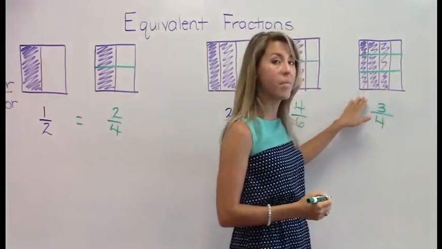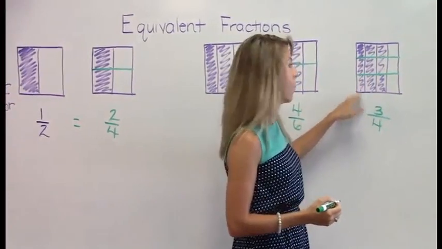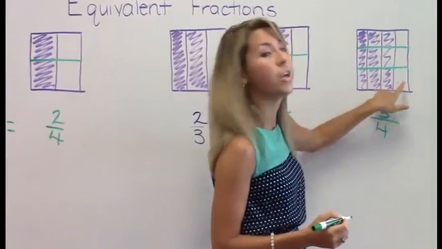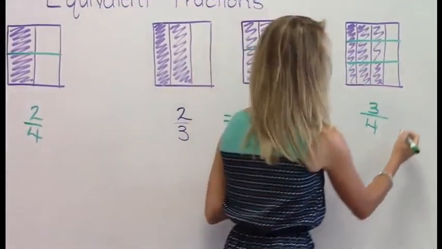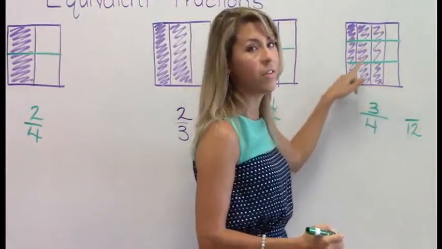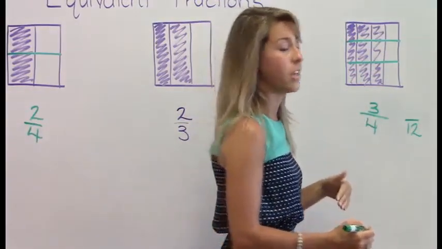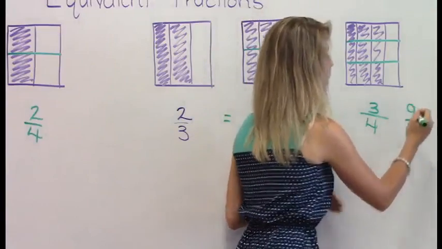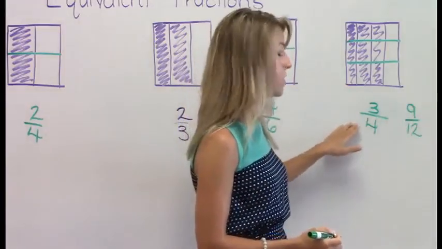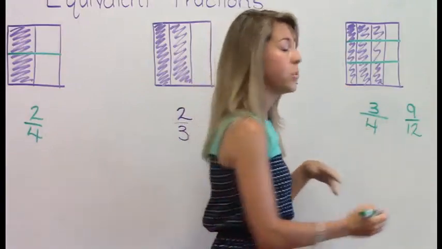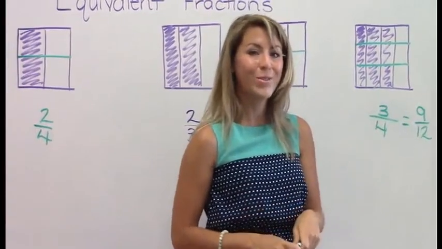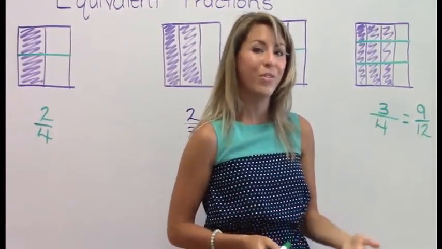By cutting this area model a little bit differently, I have 1, 2, 3, 4, 5, 6, 7, 8, 9, 10, 11, 12 equal-sized pieces. And 9 of those pieces have been shaded in. This area model right now is proving that 3/4 is equivalent to 9/12. This is how our 4th graders use area models to find equivalent fractions.